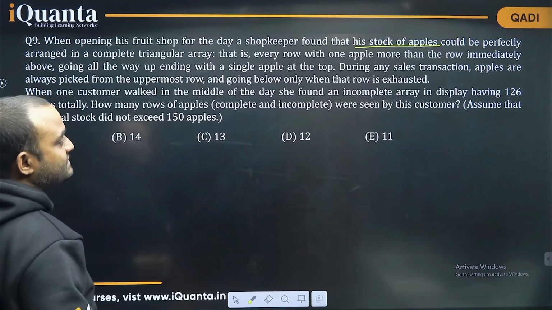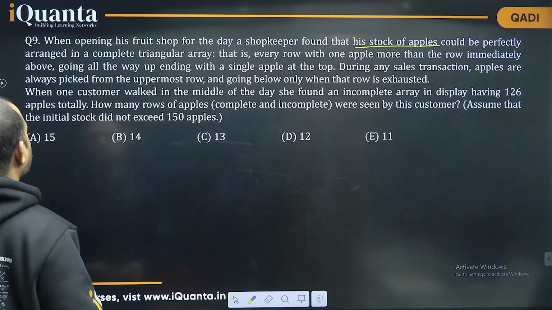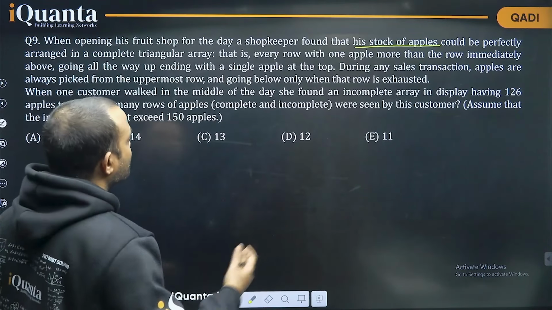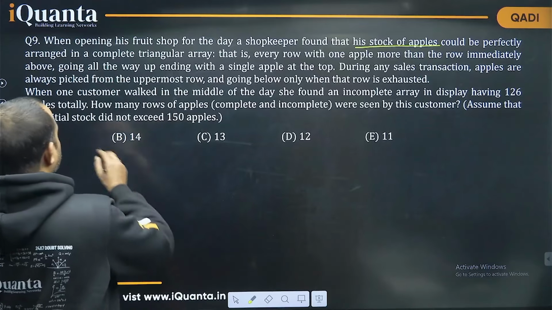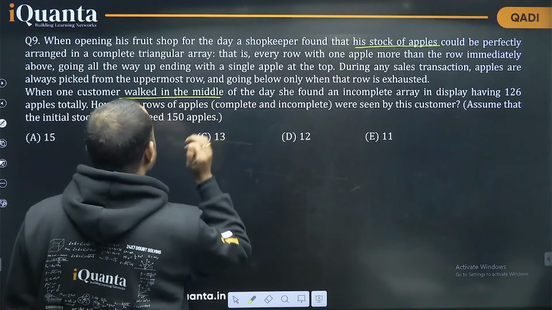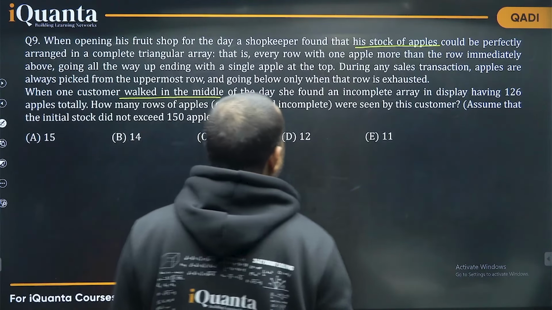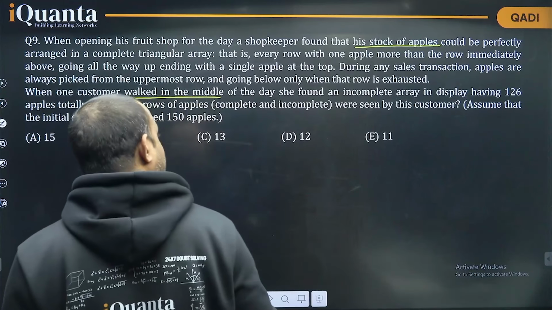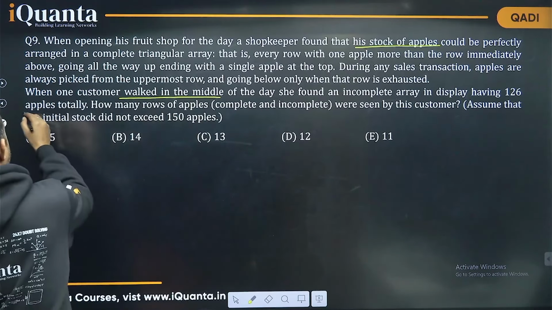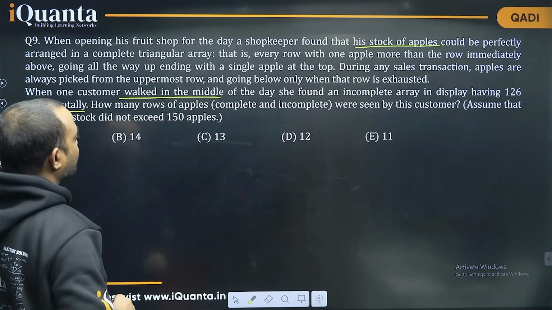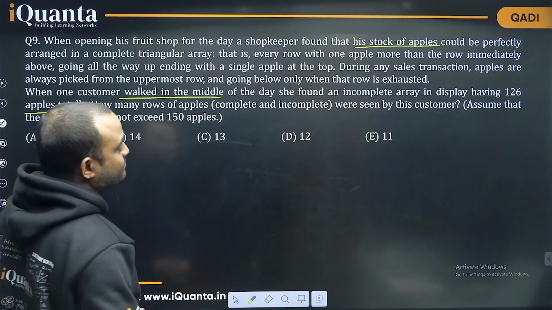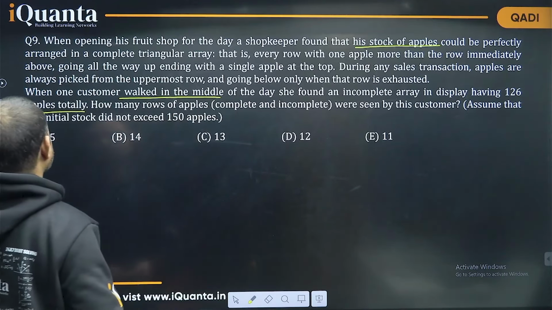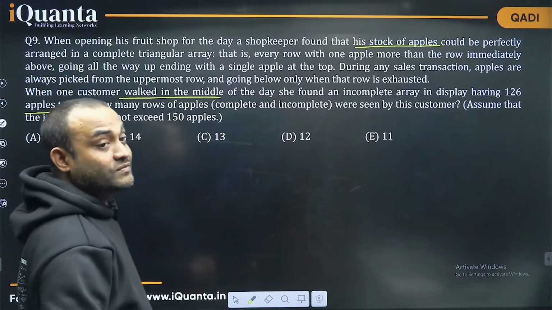Okay, during any sales transaction, apples are always picked from the uppermost row, going below only when the row is exhausted. When one customer walked in the middle of the day, she found an incomplete array in display having 126 apples totally. How many rows of apples, complete and incomplete, were seen by this customer? Assume that the initial stock did not exceed 150 apples.